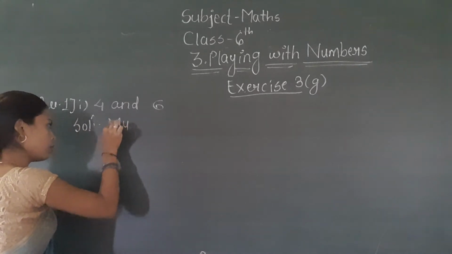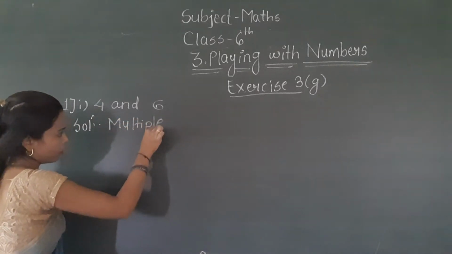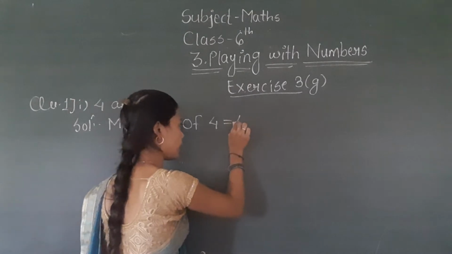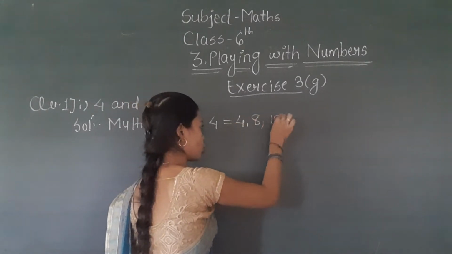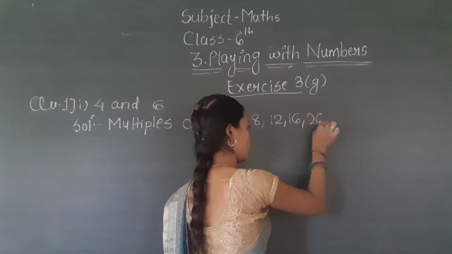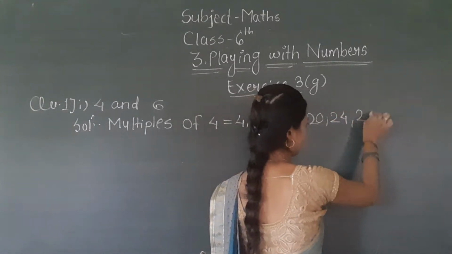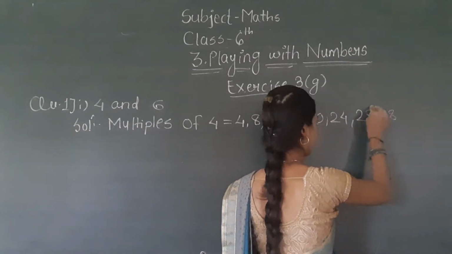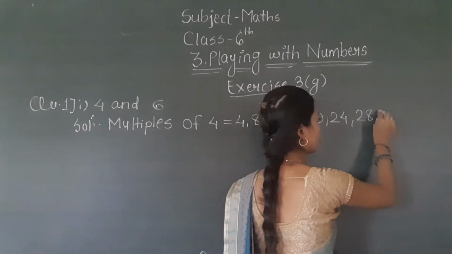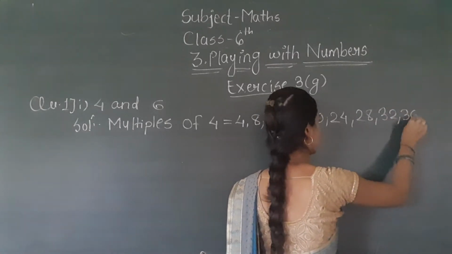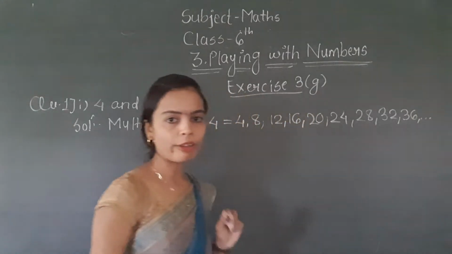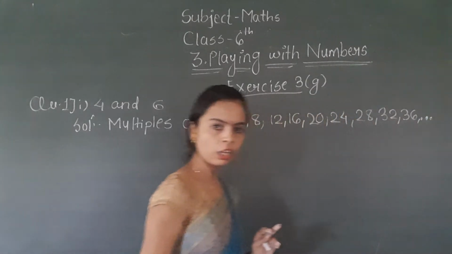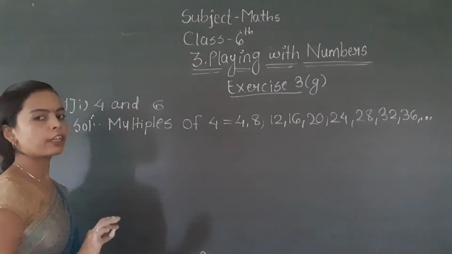multiples of 4 is equals to, we will write the table of 4: 4, 8, 12, 16, 20, 24, 28, 32, 36, and so on. For the so on, you have to give 3 dots. How many dots do you have to give? 3. 1, 2, and 3. This will show you so on, because it will carry on with no limit.